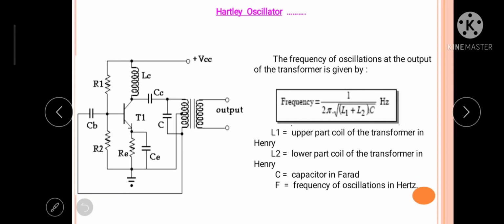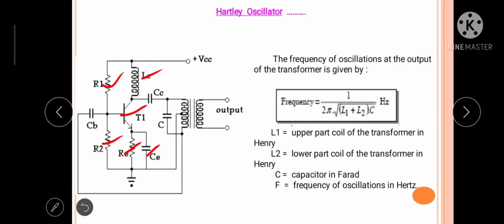Here this particular part is an amplifier circuit. In this circuit, R1 and R2 are called the biasing resistors. This transistor is used as the amplifier. RE is the emitter resistor, CE is the emitter bypass capacitor, and LC is a load coil or choke, which is used to pass the DC signal towards the collector, but it does not allow the AC signal to pass from the collector towards this VCC.